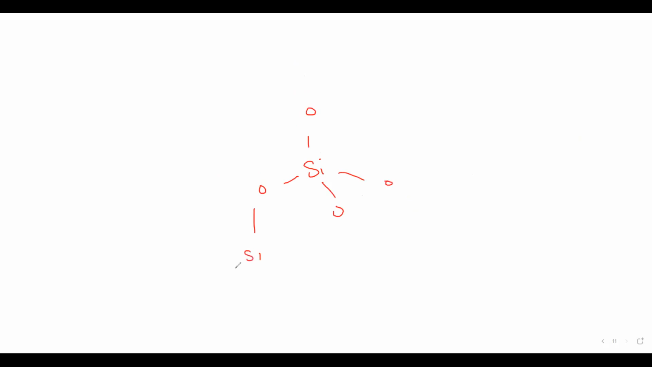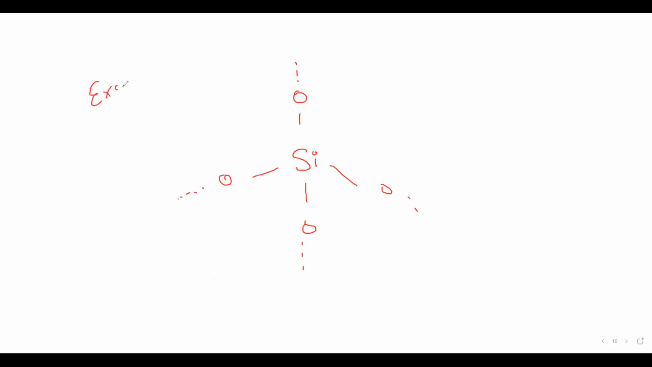Then another silicon forming a bond with oxygen. Another silicon forming a bond with oxygen. And it will continue. So this is the actual structure of silicon 4 oxide. The structure, if they ask to draw in an exam, so this should be your structure which you will draw in an exam. So this is a structure of silicon 4 oxide, also known as sand.